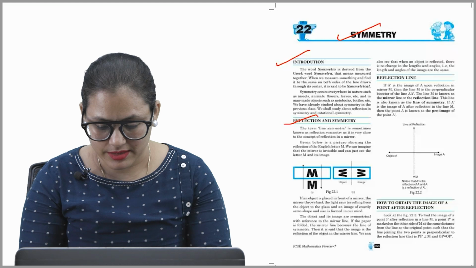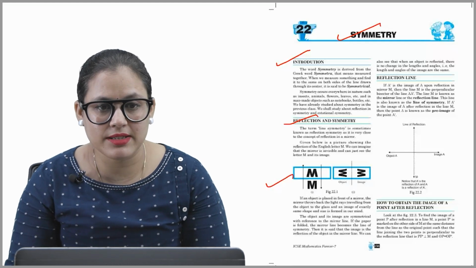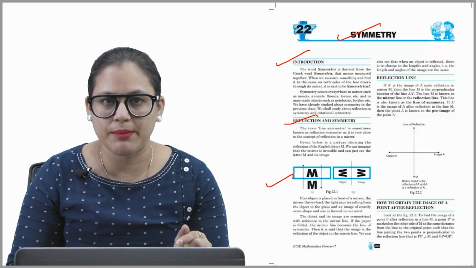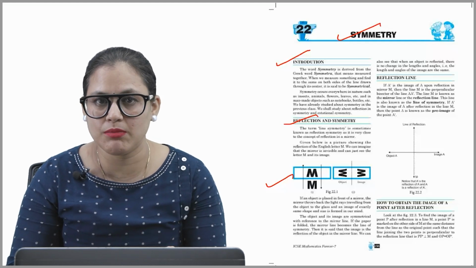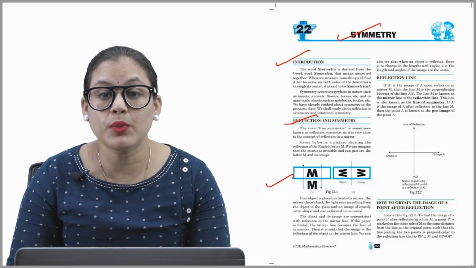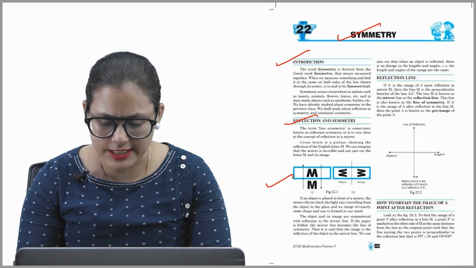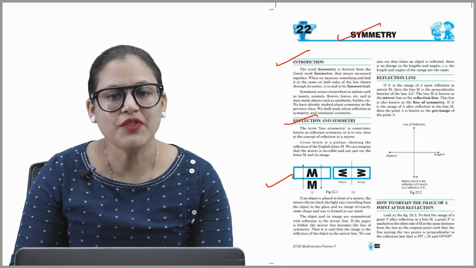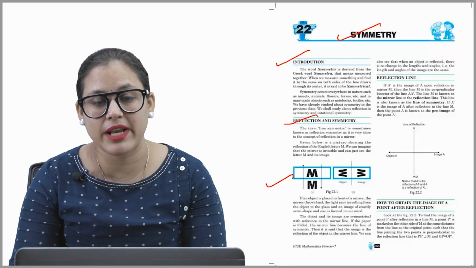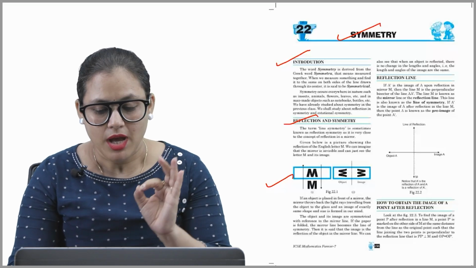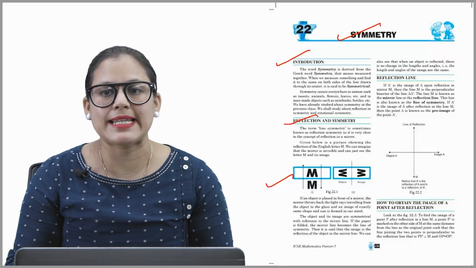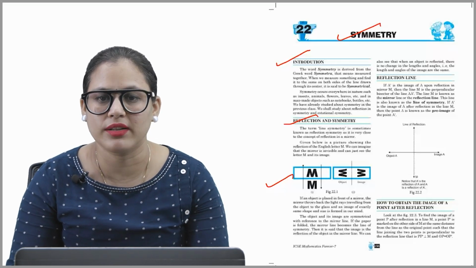See, image of M. If an object is placed in front of a mirror, the mirror throws back the light rays traveling from the object to the glass, and an image of exactly the same shape and size is formed in our mind. The object and image are symmetrical with reference to the mirror line. This is the mirror line, okay. If the paper is folded, the mirror line becomes the line of symmetry. Then it is said that the image is the reflection of the object in the mirror line. We can also see that when an object is reflected, there is no change in the lengths and angles, that is, the lengths and angles of the image are the same.